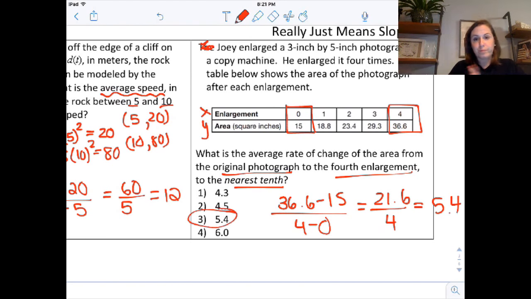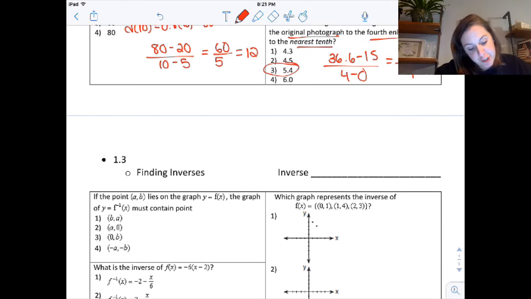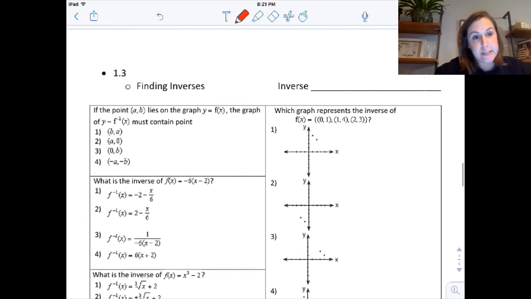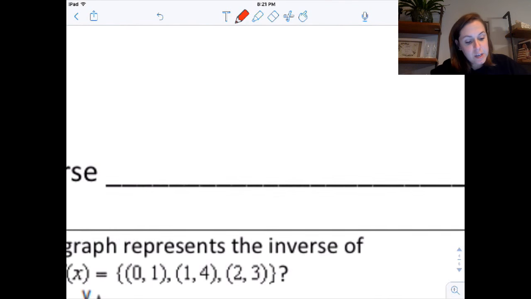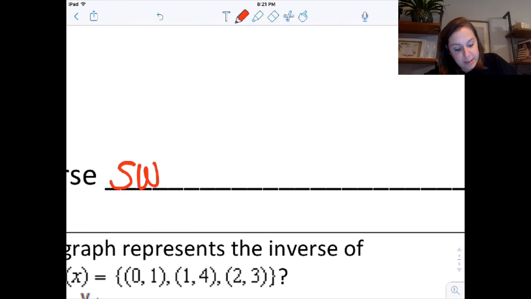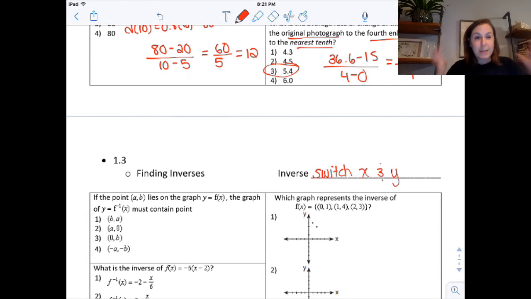All right, let's chat about 1-3, inverses. There were some questions on this, and so this is definitely something that I would study. This is a new topic, right? Not review. So inverses, the big idea that you need to know is that they switch x and y, or they switch your domain and range. But if you keep switch x and y in the back of your mind, everything else is going to wind up making sense, okay? So start with that.